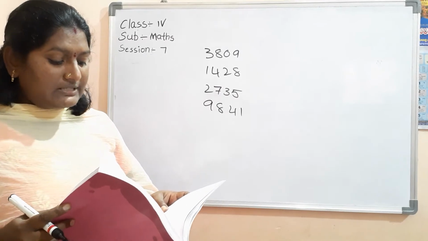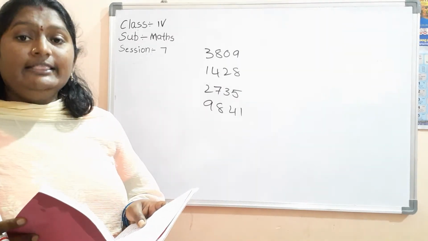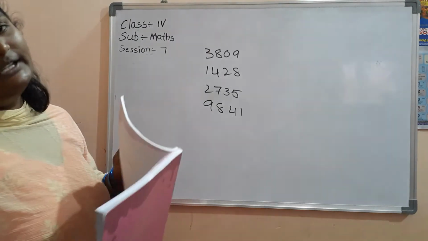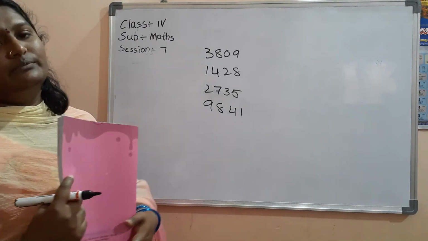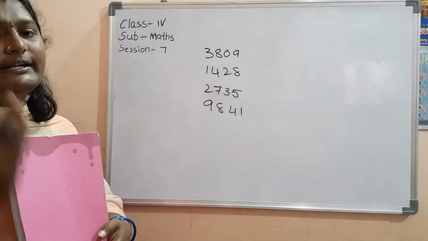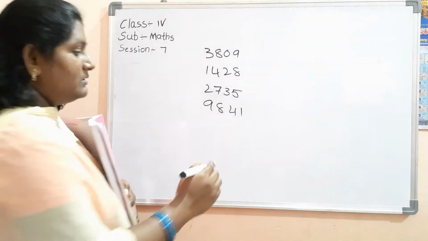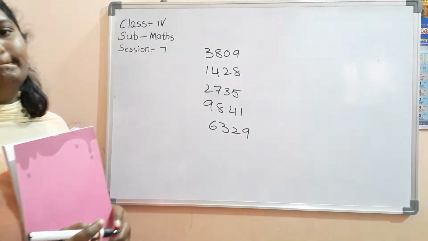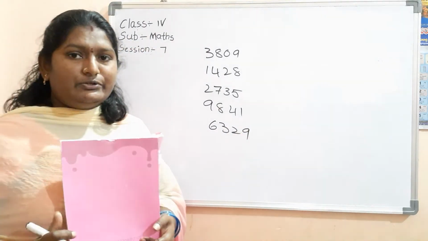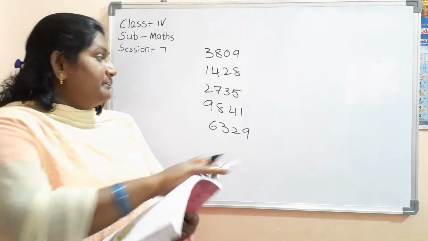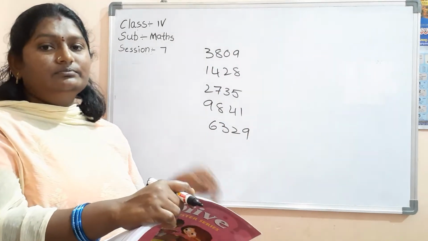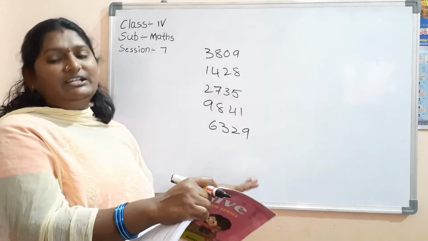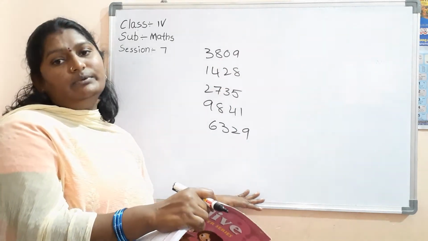And the last one, 6330. What is the predecessor of 6330? 6329. Okay? Understood? I hope this is over. Note down this. These are predecessors. Predecessors means before numbers.